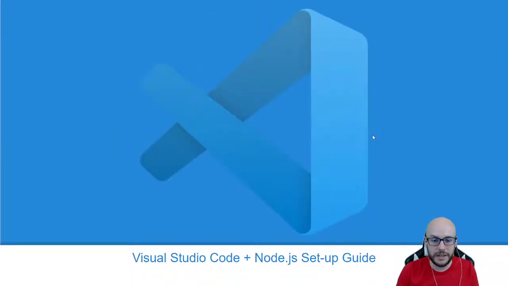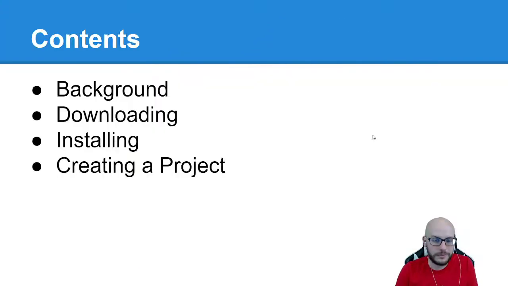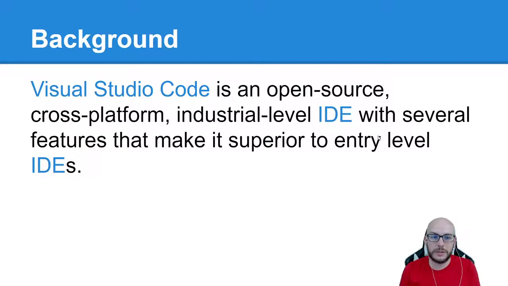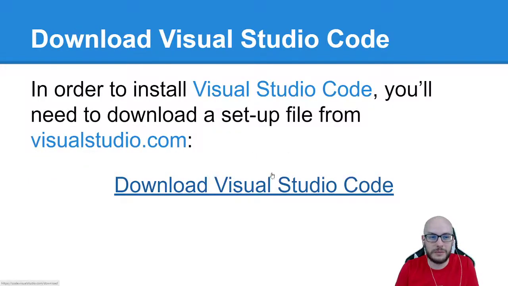So here are the slides that I'll be going through kind of quickly, mind you. Some background, downloading it, installing it, creating a project is what we're covering here. So Visual Studio Code is an open source, cross-platform, industrial level IDE. You might have heard this before. All I did was take out IntelliJ and replace it with Visual Studio Code. Great software. Open source, cross-platform, that's what we're looking for.